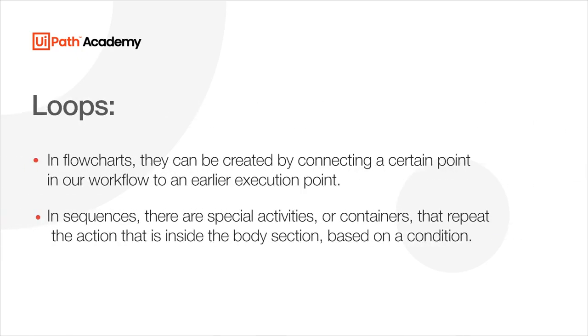In flowcharts, the simplest types of loops can be created by connecting a certain point in our workflow to an earlier execution point. In sequences, there are special activities or containers that repeat the action that is inside the body section based on a condition.